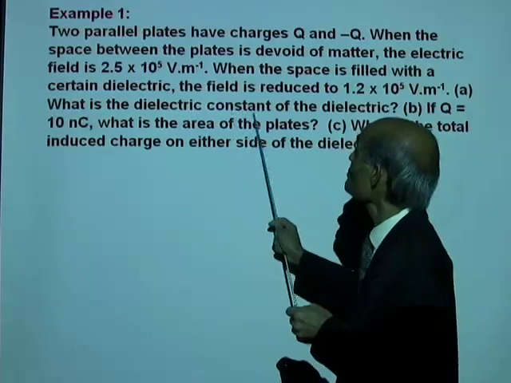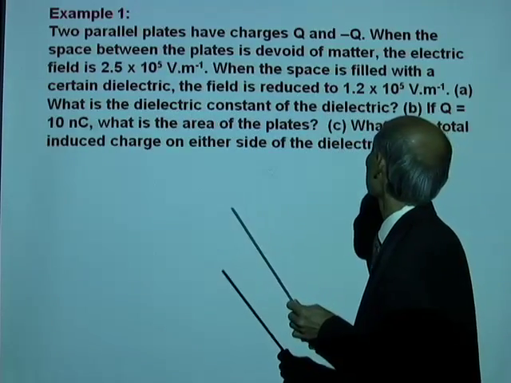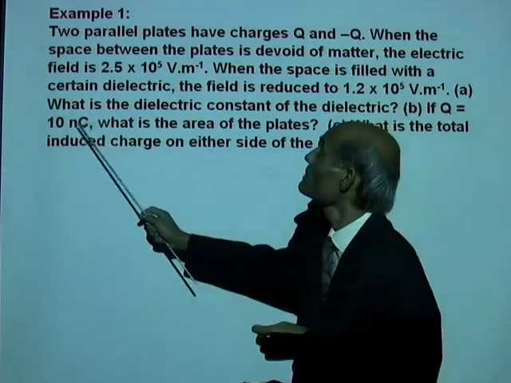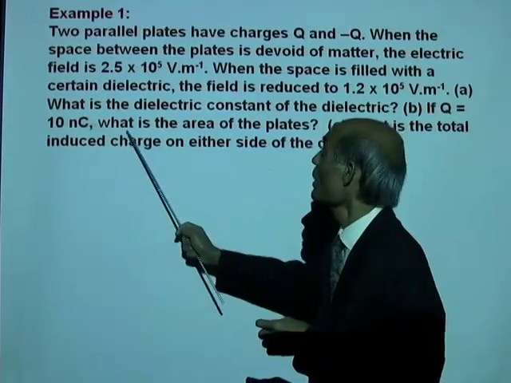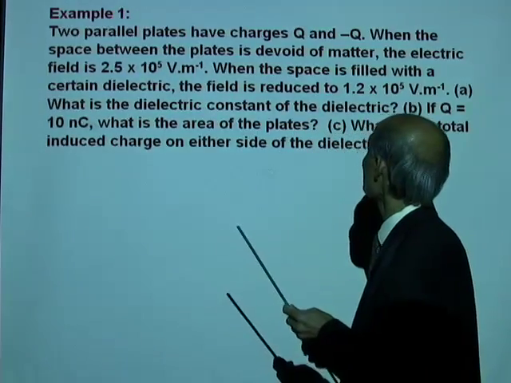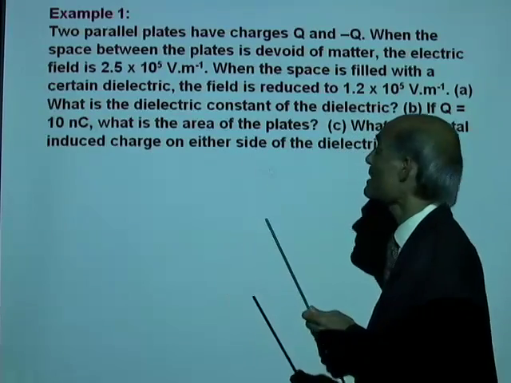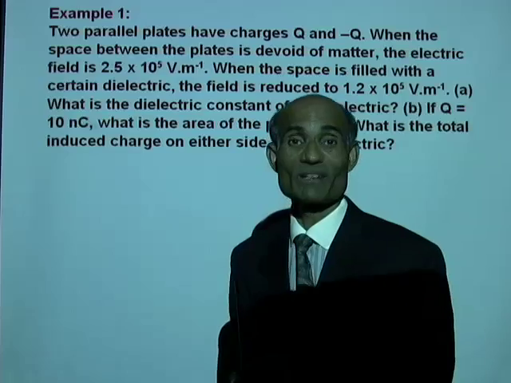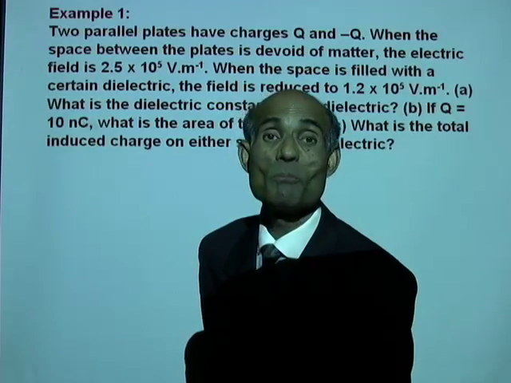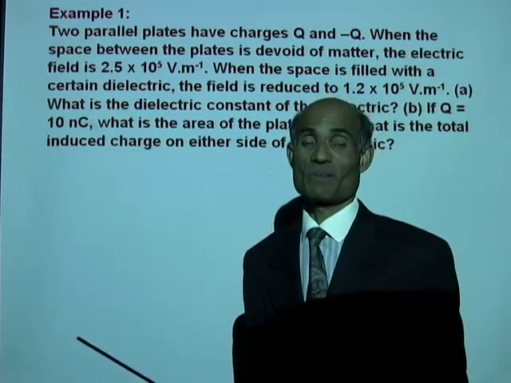What is the dielectric constant of the dielectric? If Q equal to 10 nanocoulomb, what is the area of the plates? What is the total induced charge on either side of the dielectric? In other words, what is the total bound charges?